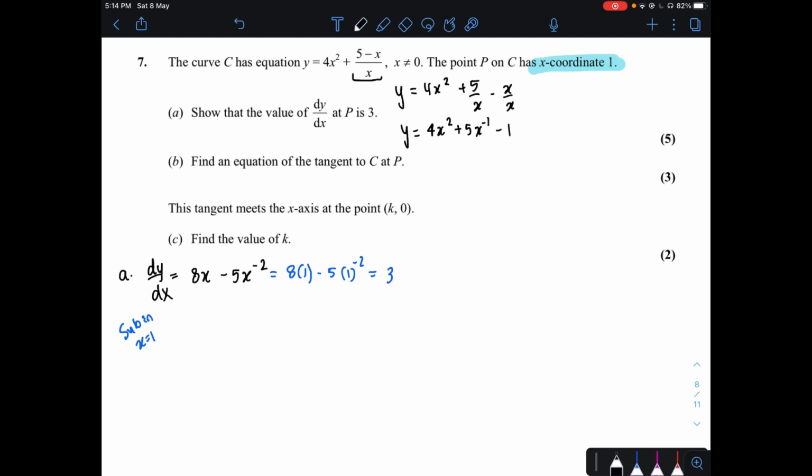So part B says find an equation of the tangent to C at P. Now, the equation for finding the tangent is usually y minus y1 equals m times (x minus x1), right? That's usually the equation to find tangents or any line that you have coordinates for. Now, at P, we know what x is, but we don't know what y is. So we need two things: the x coordinate and the y coordinate, and obviously the gradient. We know x is 1. We don't have y, so let's find that.